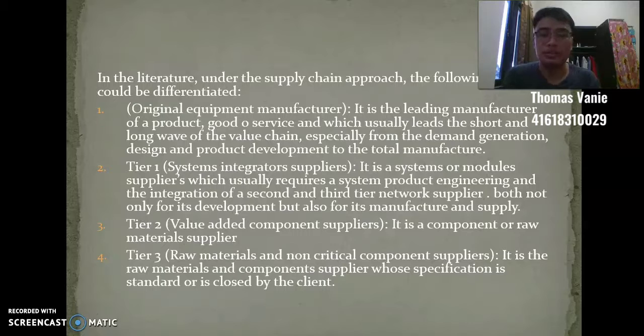And tier 2, component supplier. It is a component or supplier of raw material. Tier 3, raw material and the non-critical component supplier. It is the raw material and component supplier that the default specs are caused by the client.